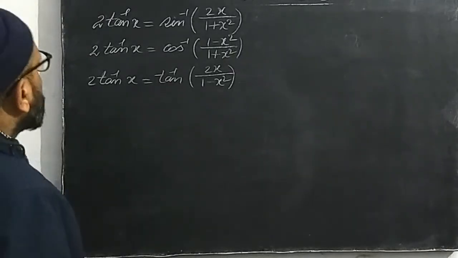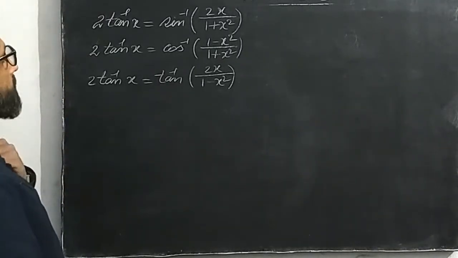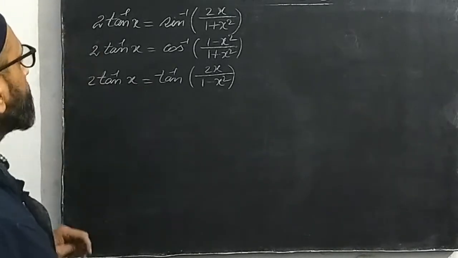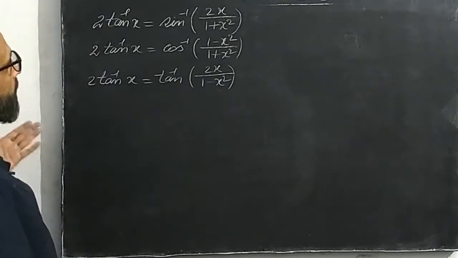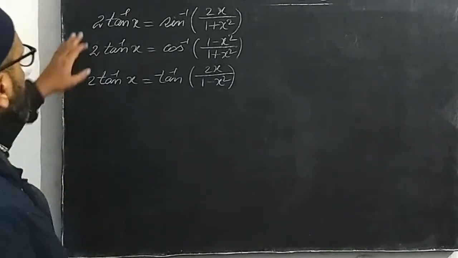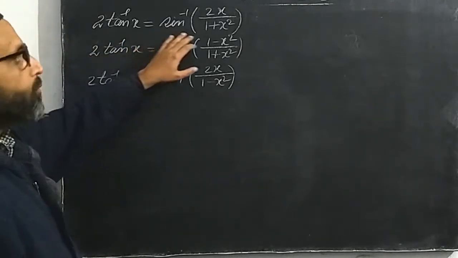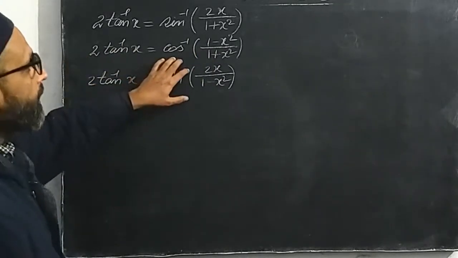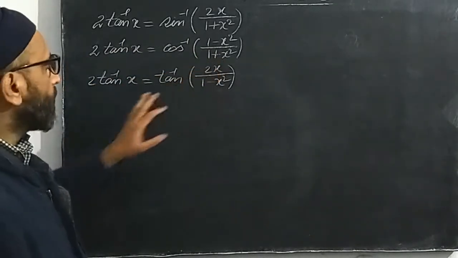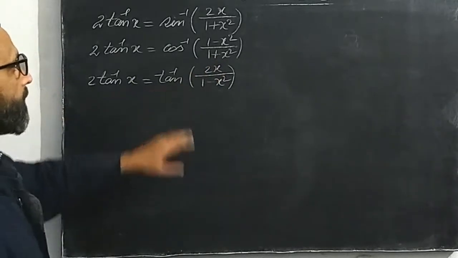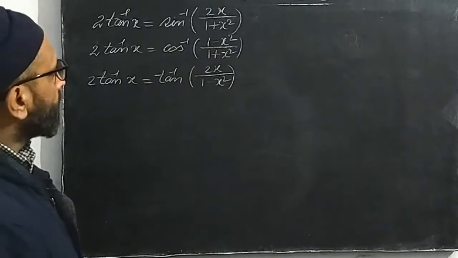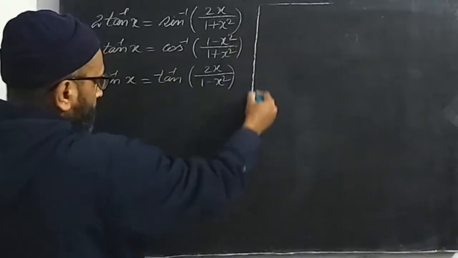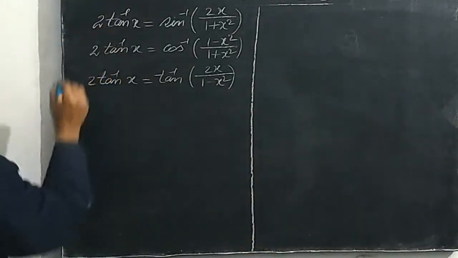Now the next formula is 2 tan inverse x, and the formula for 2 tan inverse x is written in 3 forms, or we may say there are 3 formulas for 2 tan inverse x. The first one is 2 tan inverse x is equal to sine inverse 2x upon 1 plus x square, and the second one is 2 tan inverse x is equal to cos inverse 1 minus x square upon 1 plus x square, and the third one is 2 tan inverse x is equal to tan inverse 2x upon 1 minus x square. So we have to prove them one by one. So first one we are taking now.